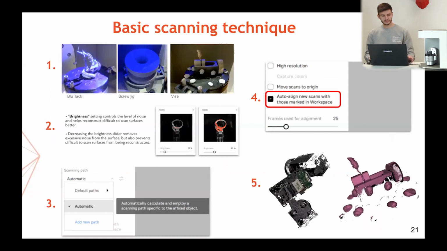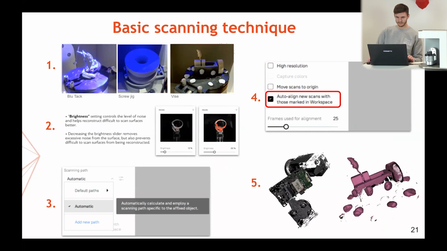But let's talk specifics. The basic scanning workflow is roughly as follows. Number 1, first you need to mount the object on the scanning platform using one of the methods mentioned previously. Number 2, it's very important to adjust the camera brightness setting. You want to brighten up the object while avoiding overexposure. Artec Studio offers good visual feedback for this, so any overexposure will be highlighted in red in the preview window.